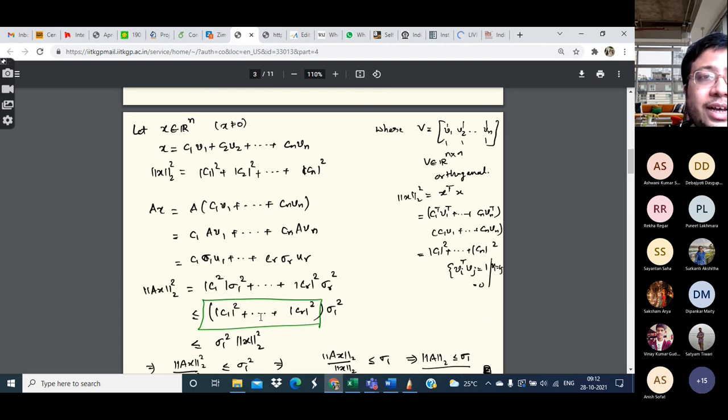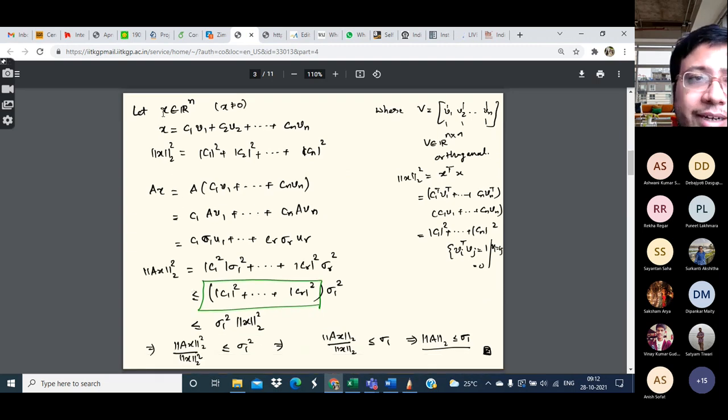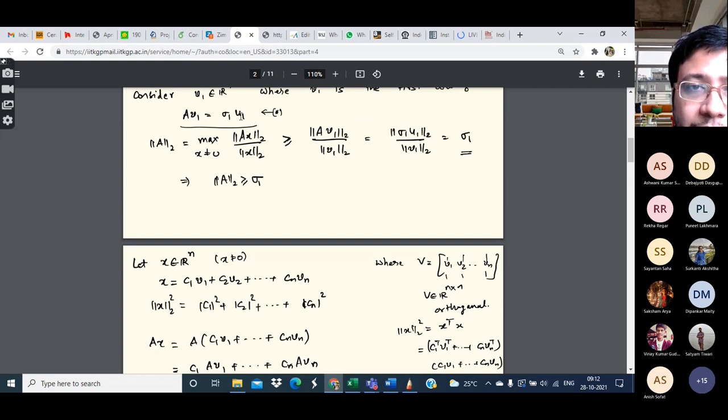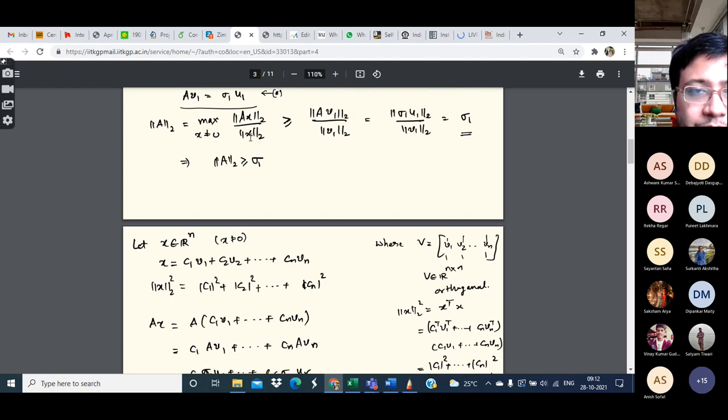Now let us consider any vector x which is n-dimensional. Why n-dimensional? Because the x vector we are talking about here has got to be n-dimensional, right? Because I have to multiply it with an m cross n matrix. So this x has to be n-dimensional.